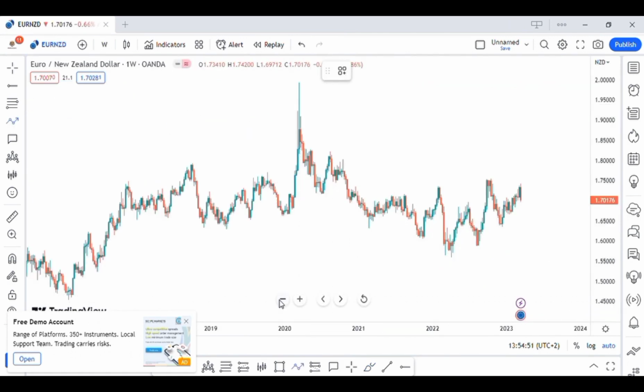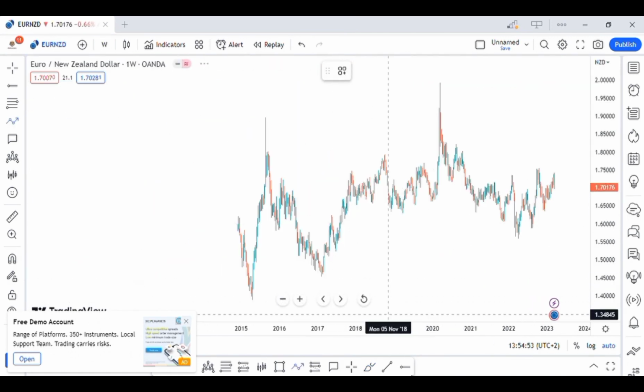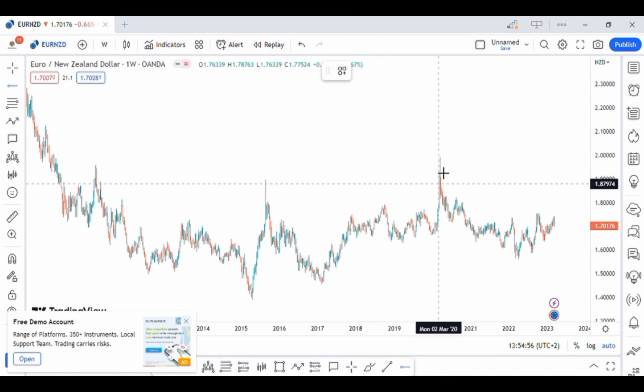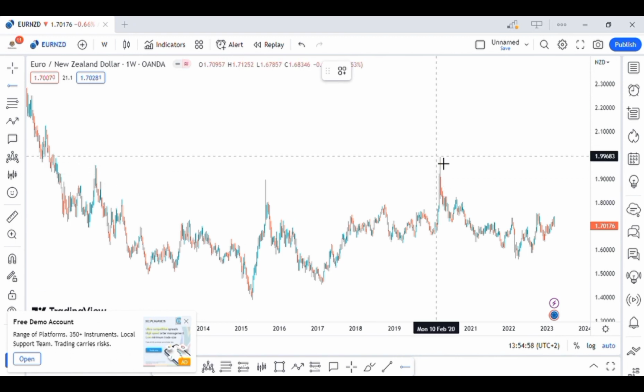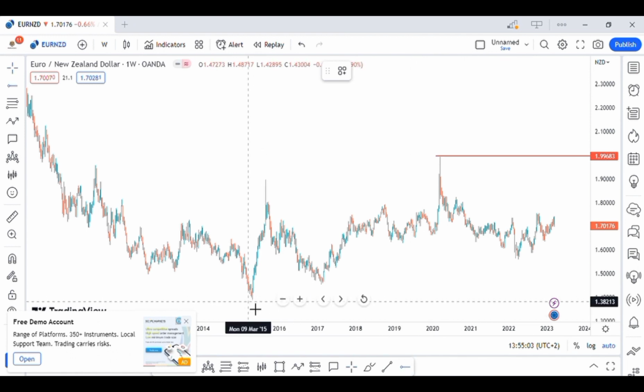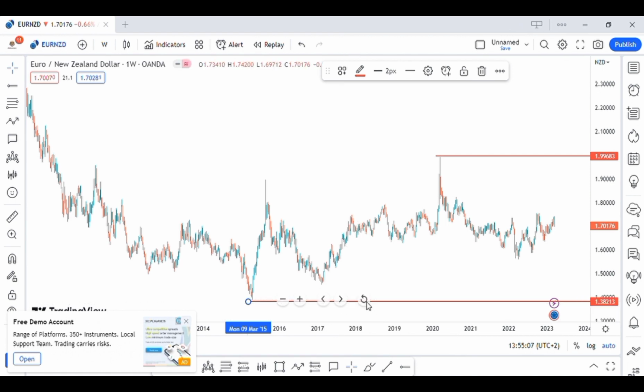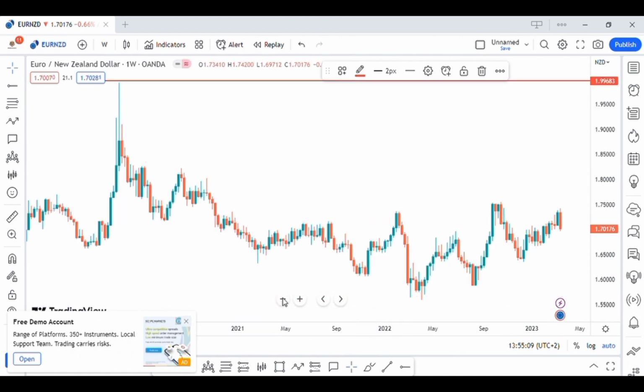This is the third pair on our top 6. This is the EURNZD. Let's zoom out to see the overall structure. First start by marking our highs there. You can see we had that high there. We can mark this low there, which is not relevant at the moment, but you can still mark it.